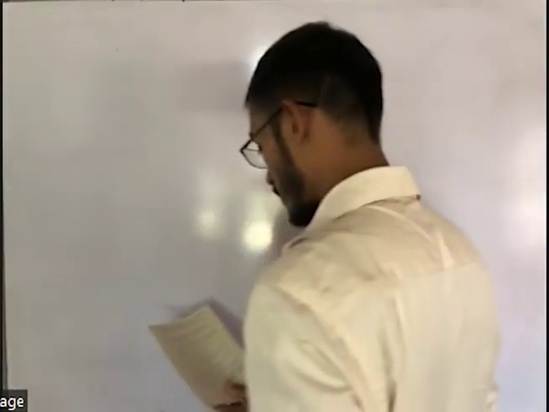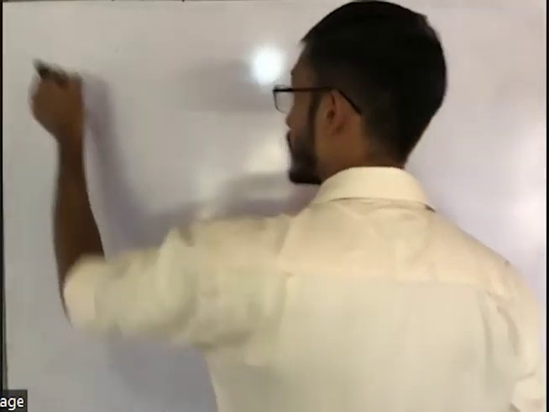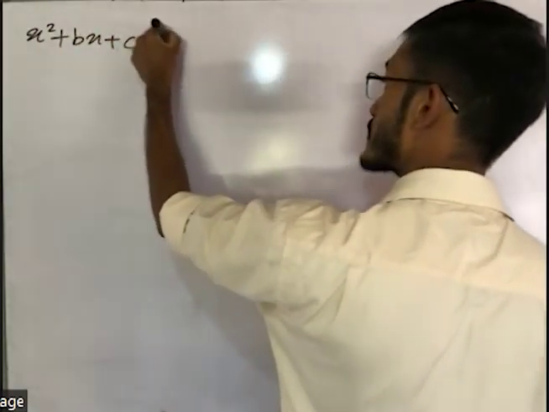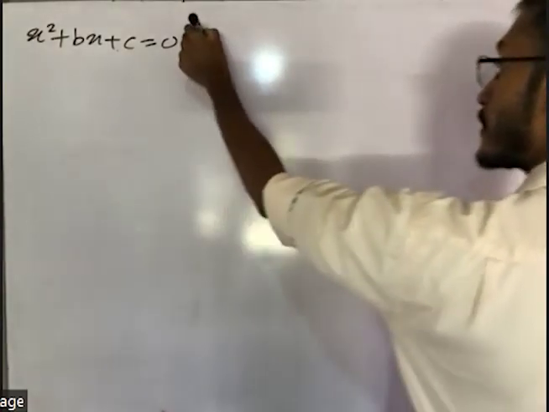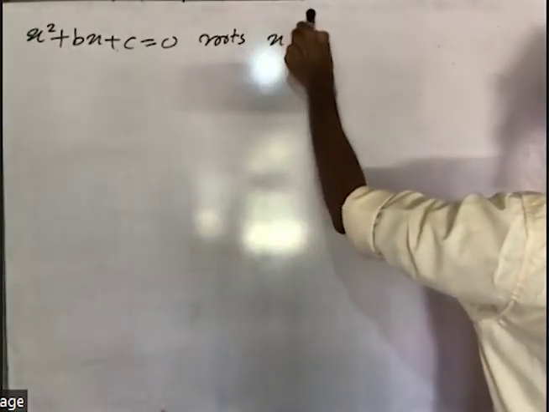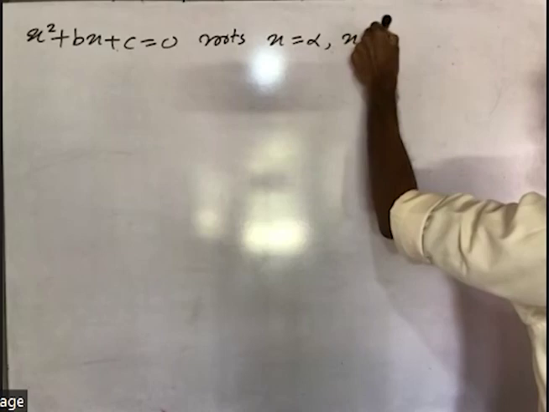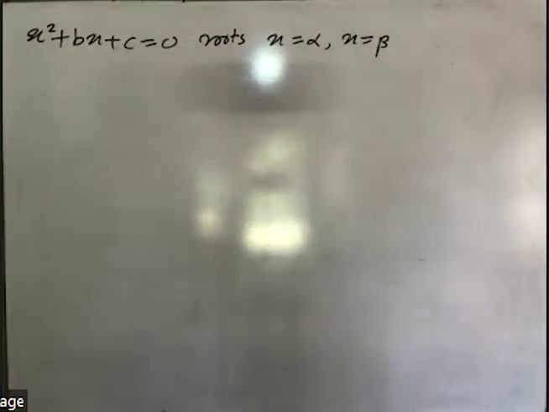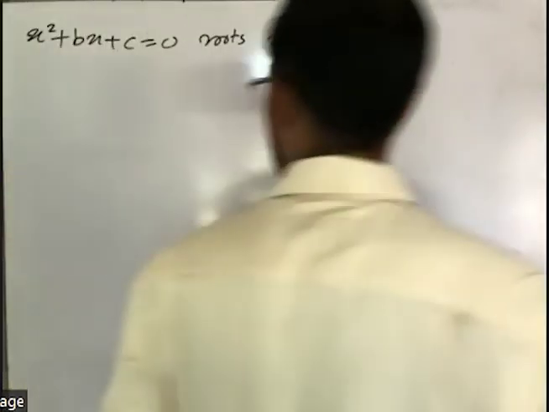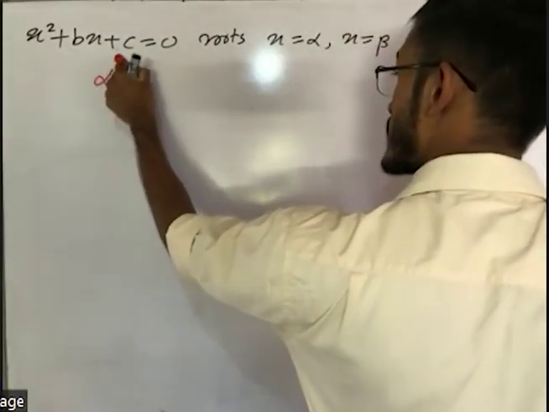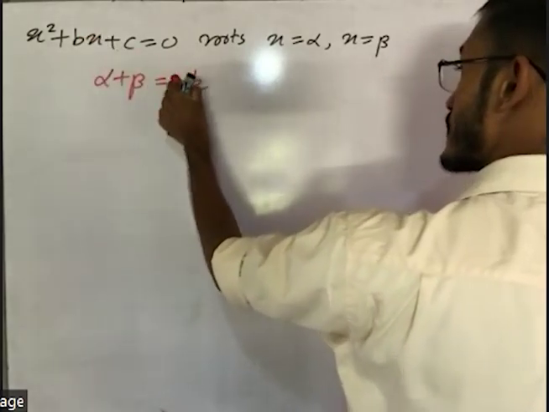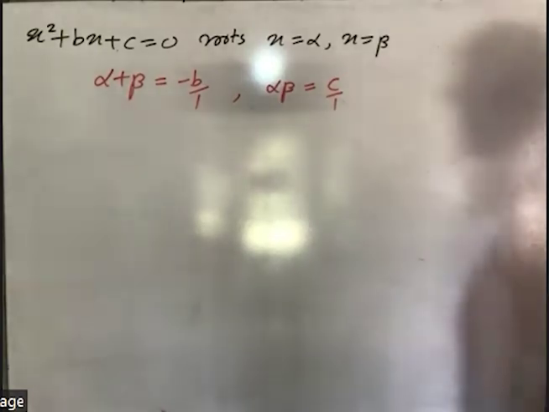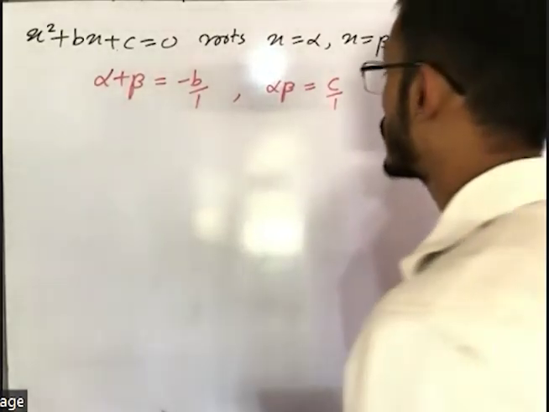Right. So this is the equation they have given: x square plus bx plus c equal to 0. Here the roots are x equal to alpha, x equal to beta. These are the two roots. If you take the sum of roots, alpha plus beta equal to minus b over 1, and alpha beta equal to c over 1.